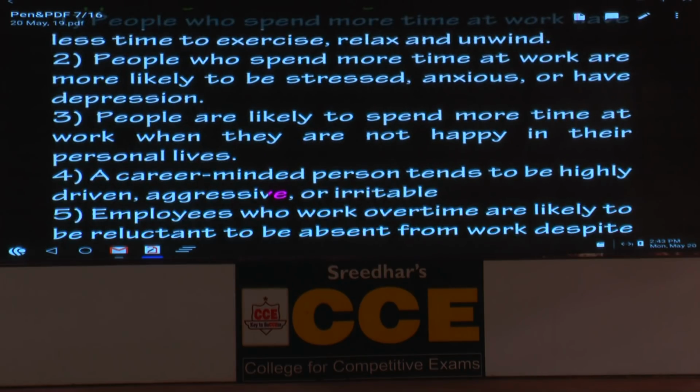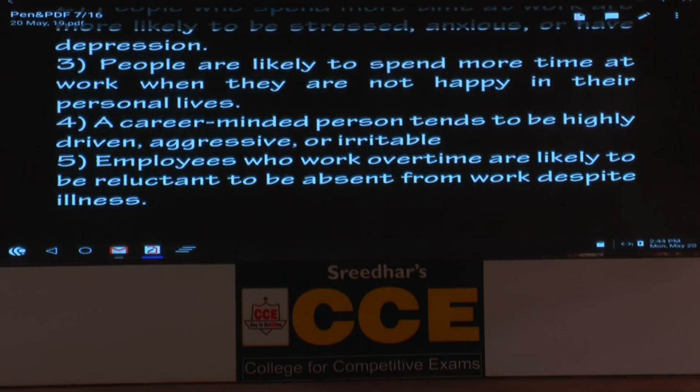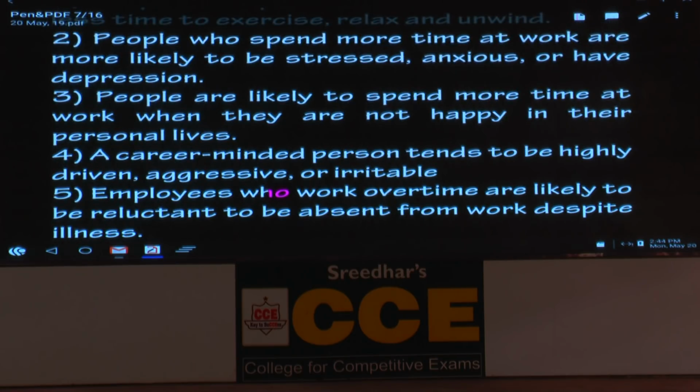What is the third option? People are likely to spend more time at work when they are not happy in their personal lives. That is impossible. So it is not a practical thing. A career-minded person tends to be highly driven, aggressive or irritable. This is also right. Employees who work overtime are likely to be reluctant to be absent from work despite illness. This is also right. So what is ridiculous here? People are likely to spend more time at work when they are not happy in their personal lives. That is not.